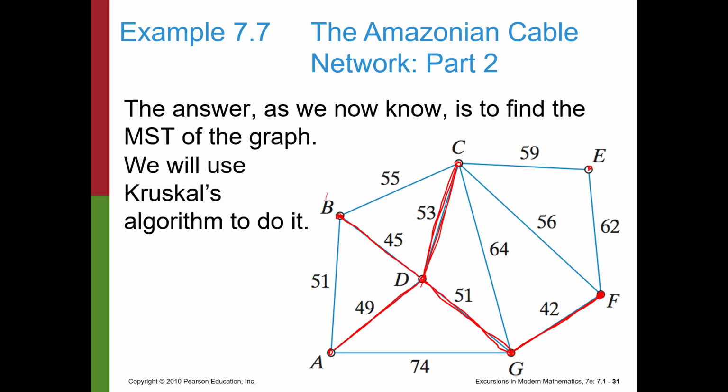We can't use 55, that'll close the circuit. We can't use 64, that'll close the circuit. We can't use 56, that will close the circuit. We can either use 59 or 62, and of course we're going to use the cheapest one. And so there we go. That is the minimal spanning tree. If you wanted to find the total cost, you would just add up all the weights. And so then if you add up all the weights, you get 299, right? So $299,000, the weights were the cost in thousands.